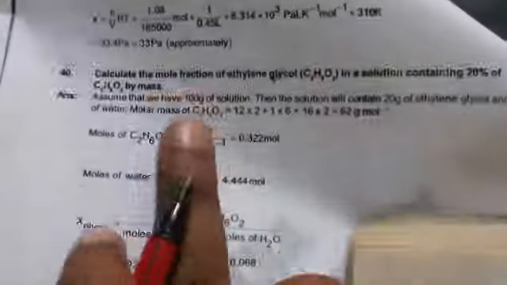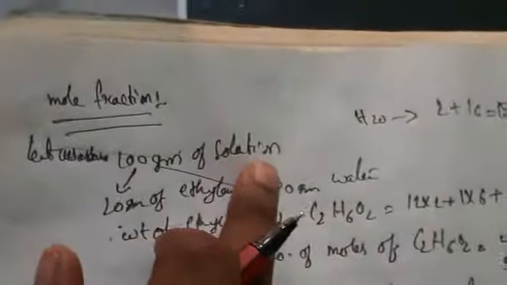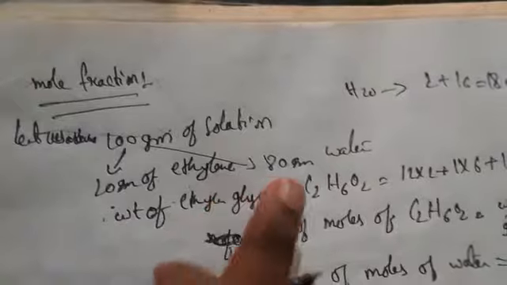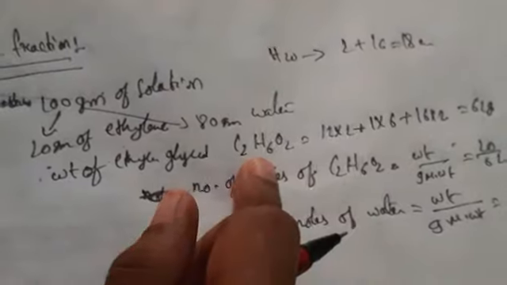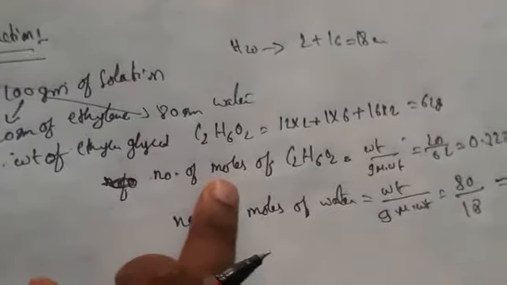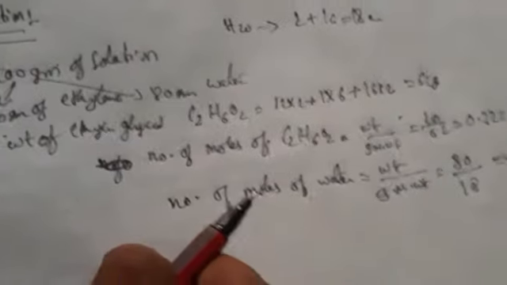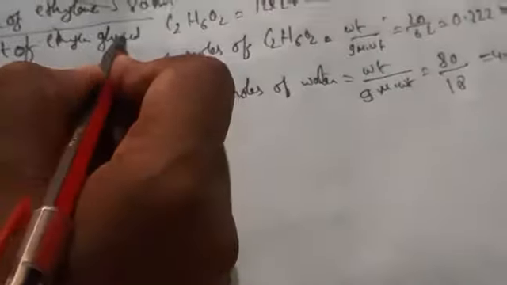So see the question once again. Calculate the mole fraction of ethylene glycol in a solution containing 20% of ethylene glycol by mass. So we are assuming here 100 grams of solution. The 20% he has given us, so 20 grams of ethylene glycol we are taking, remaining 80 grams is water. So now we are finding the gram molecular weight: ethylene glycol is 62 grams and water is 18 grams. Now we are finding the number of moles. Why? Because the mole fraction indicates the number of moles of solute A by A plus B, so this is the total solution, 20 plus 80.